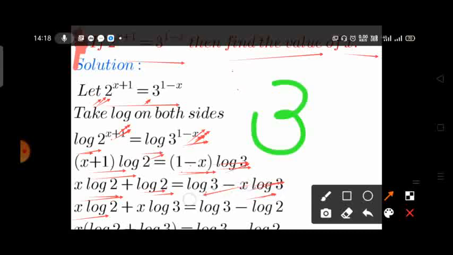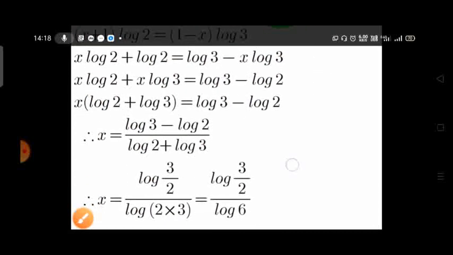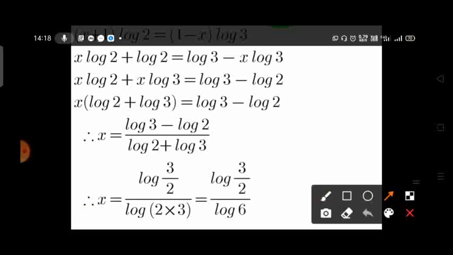This comes to this side. Here log 2 comes to this side. Okay, so finally x into log 2 plus x into log 3 is equal to log 3 minus log 2. And then x into log 2 plus x log 3 is equal to log 3 minus log 2.